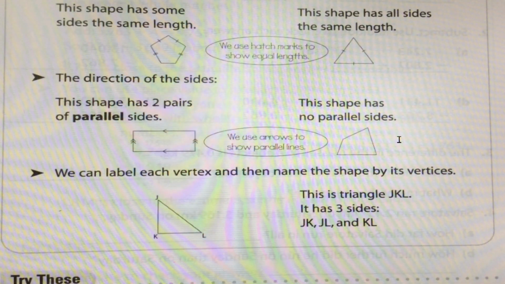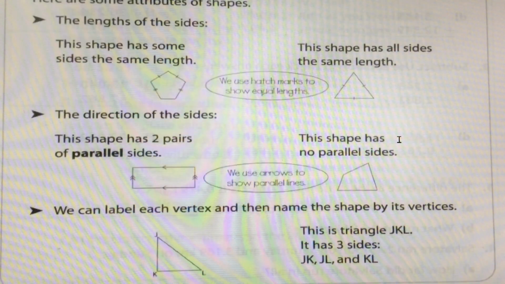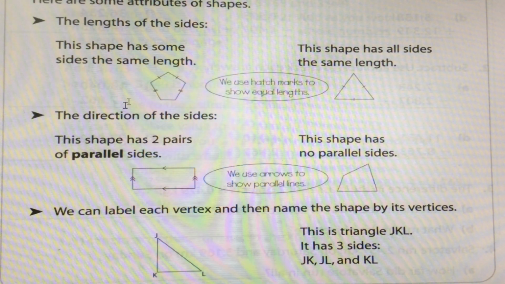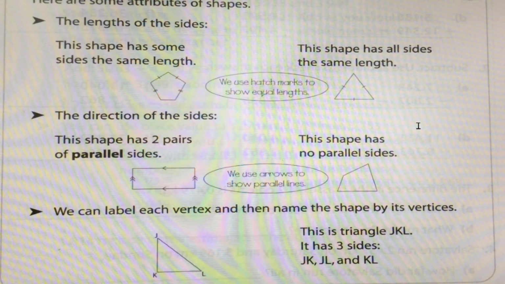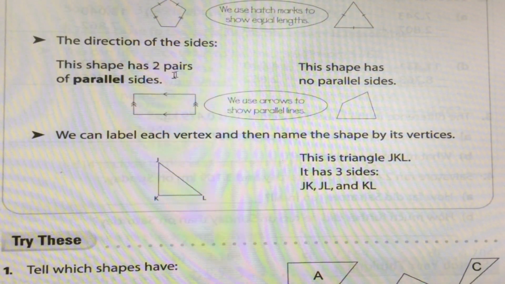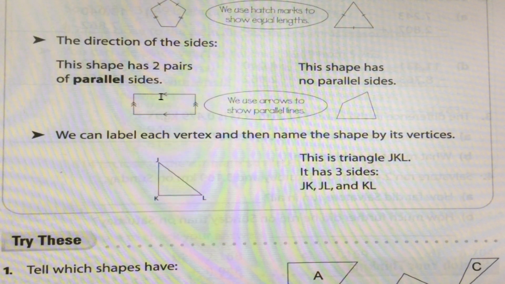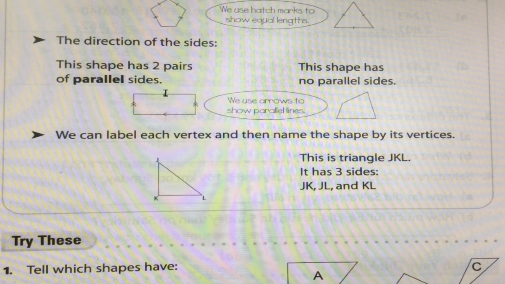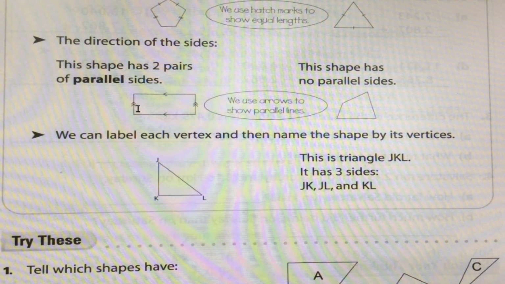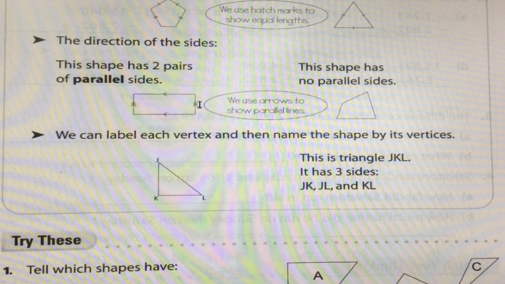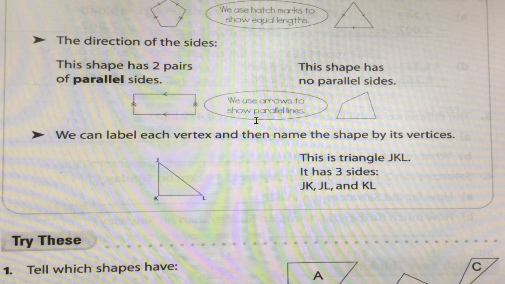Okay? We can talk about the directions of the sides. So we talked about the length of the sides. We can talk about the directions of the sides. This shape has two pairs of parallel sides. There's those arrows we talked about in the unit notes. And we know that the opposite sides are parallel when that arrow and that arrow match up. And these two sides are parallel because there's two arrows there and two arrows there.